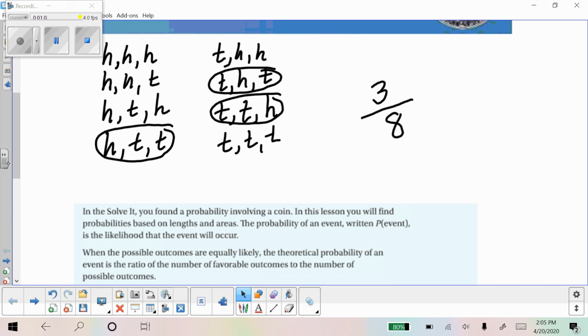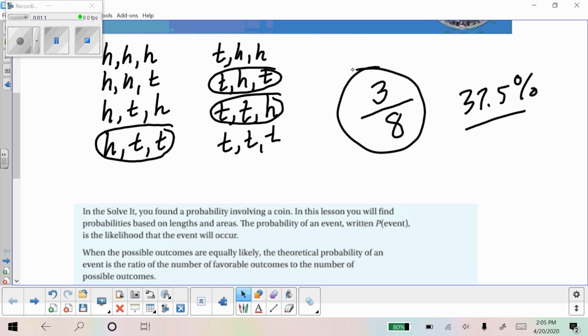Now, we could also write that as 37.5%, but generally we're going to leave our answers as fractions unless otherwise noted.